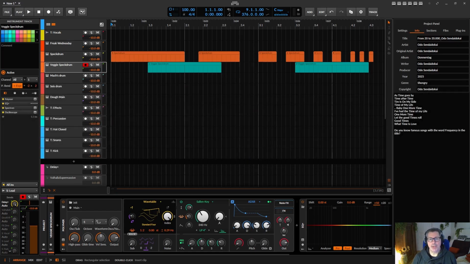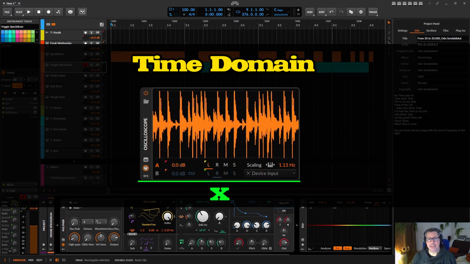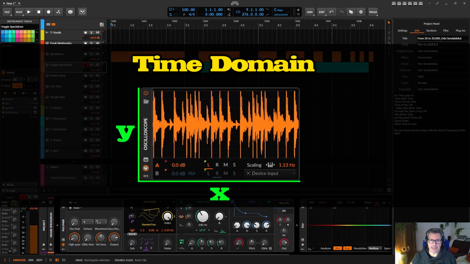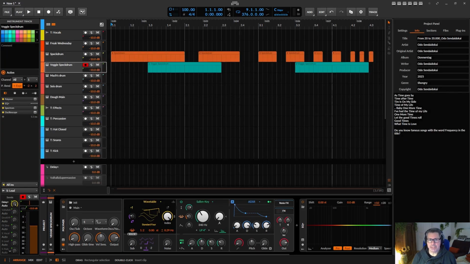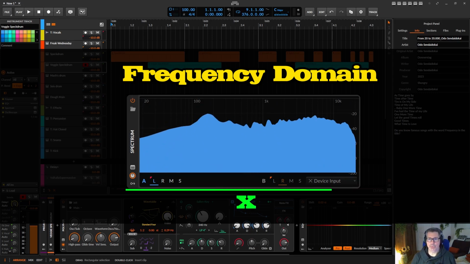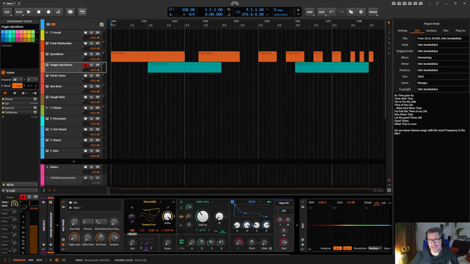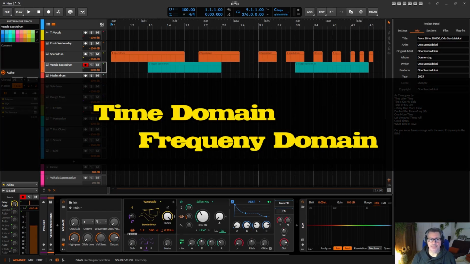The two most well-known tools are, for the time domain, the oscilloscope, which displays time on the x-axis and amplitude on the y-axis. And for the frequency domain, the spectral view, the spectrum, which displays the frequency spectrum from hertz to kilohertz on the x-axis and the signal strength on the y-axis upwards. And that's basically all that can be said about the difference between the time and the frequency domains.